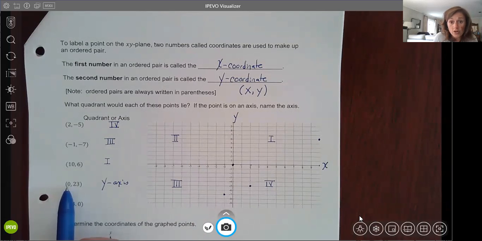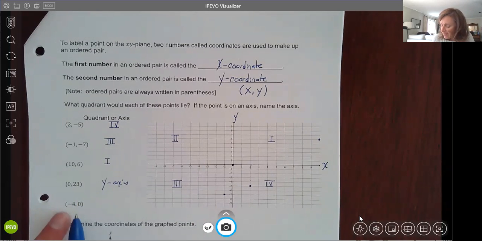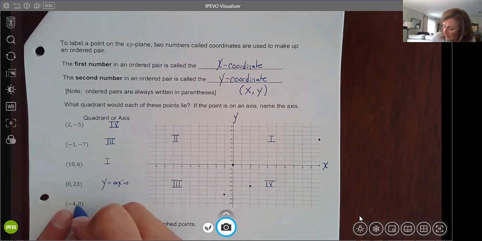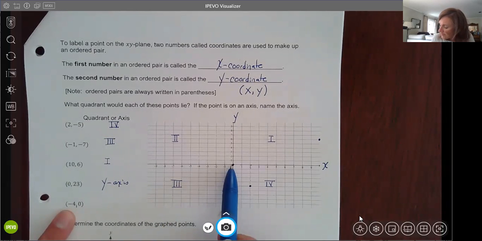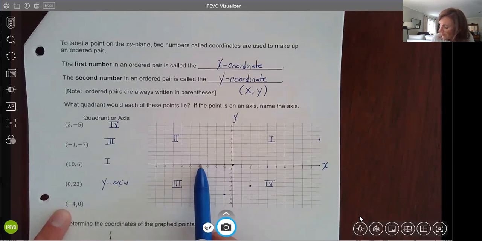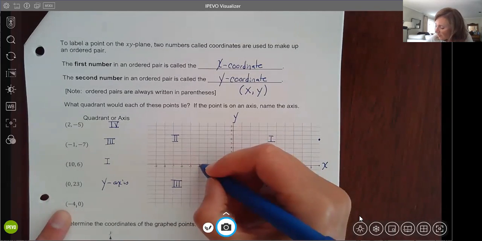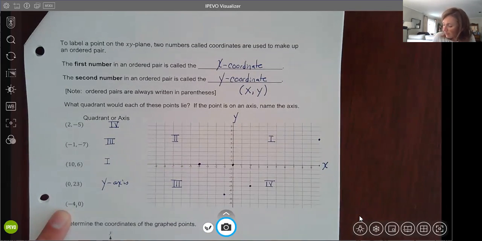Remember, the first coordinate says left or right. And this one says go to the left 4, but then don't go up or down. Then stay there. So that would land us on the x-axis.